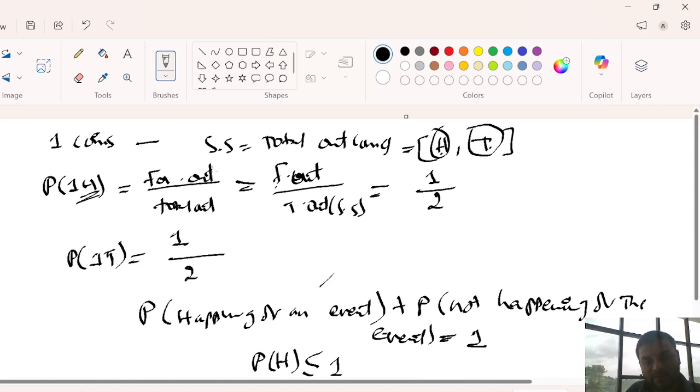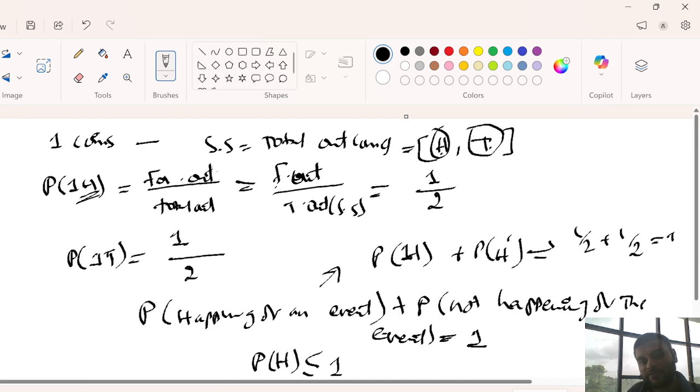So if I apply this, probability of happening of head plus probability of not happening of the head. Not happening of the head is nothing but tail. This implies probability of happening of the head is 1/2, not happening of the head, that is tail, is 1/2, that is equal to 1. So that is the probability property, guys. Probability always lies between 0 and 1, less than or equal to 1.